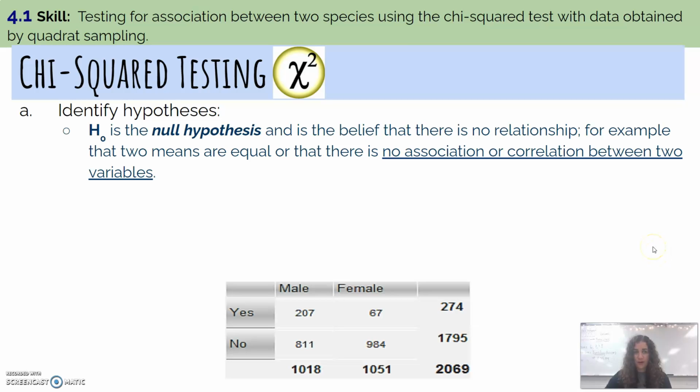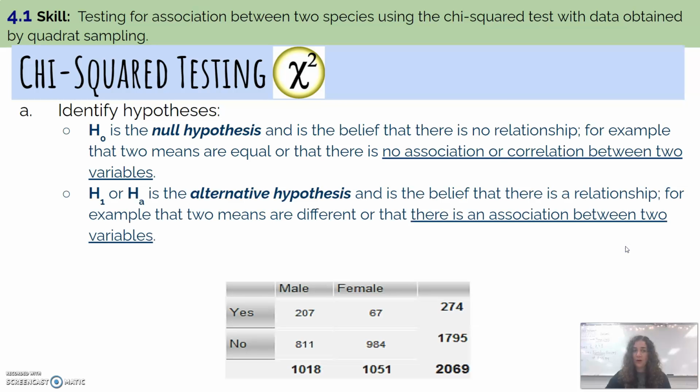For example, that two means or two averages are equal, or that there is no association or correlation between two variables. And then the H1 or the HA is called the alternative hypothesis, and that's the belief that there is a relationship. That would be saying that two means are different, or that there is an association between two variables.